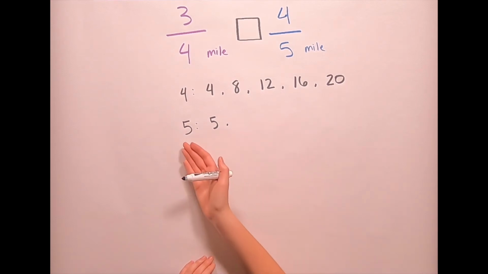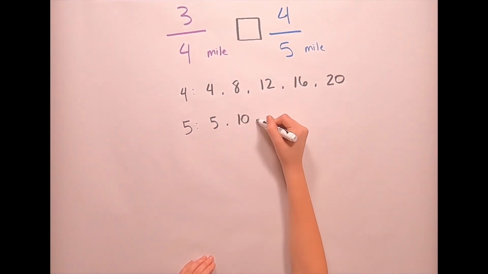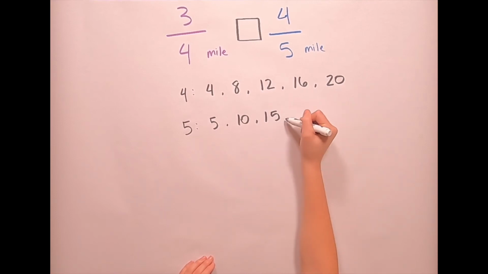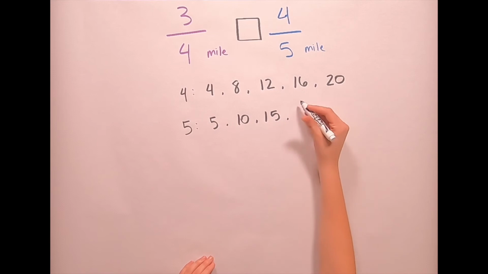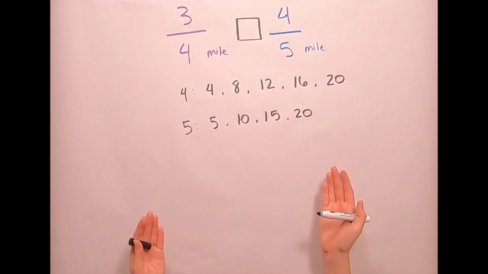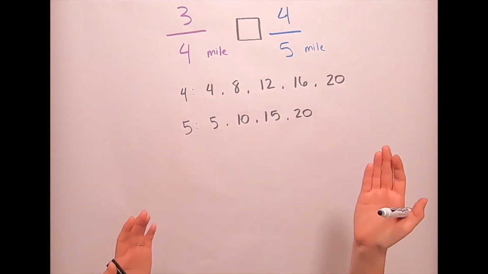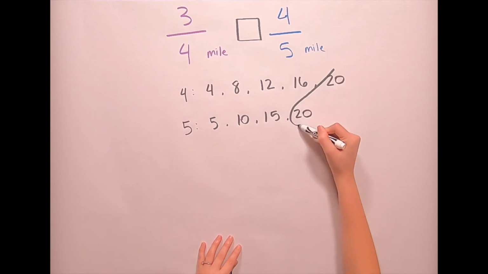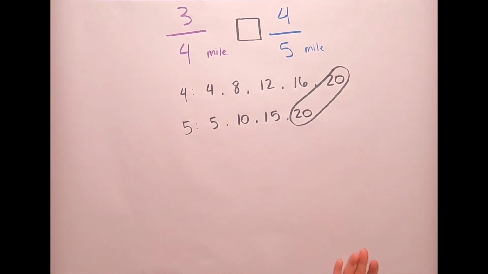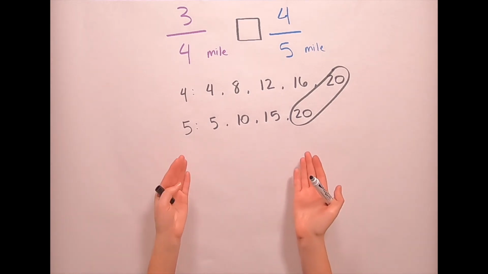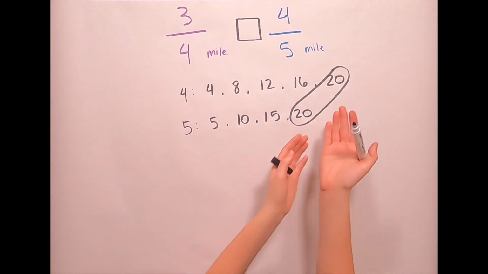Let's keep going. 5 times 2 is 10. 5 times 3 is 15. And 5 times 4 is 20. And it looks like we can stop there. We've written our multiples of 4, our multiples of 5, until we found a number they have in common. So we've now identified the least common multiple of 4 and 5, the one they have in common. Now we have to change the denominators of our two fractions so that the denominator is the smallest multiple between our two numbers.